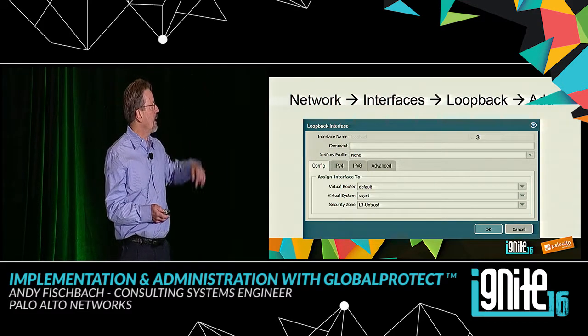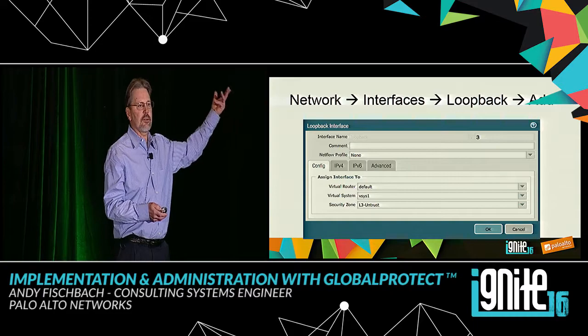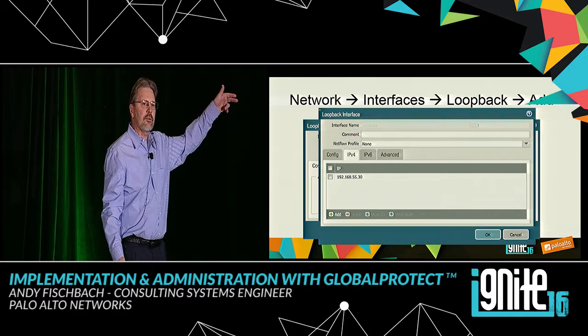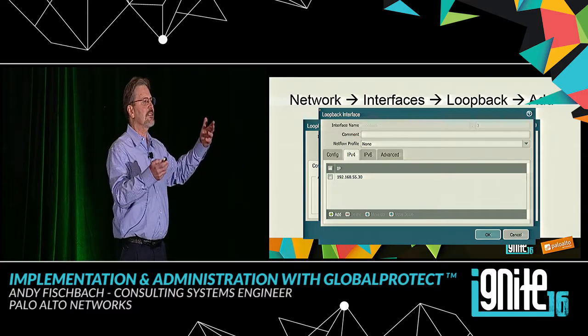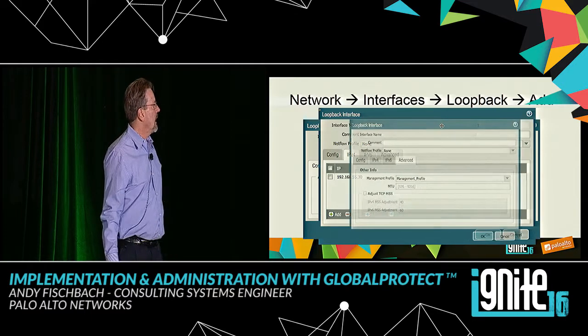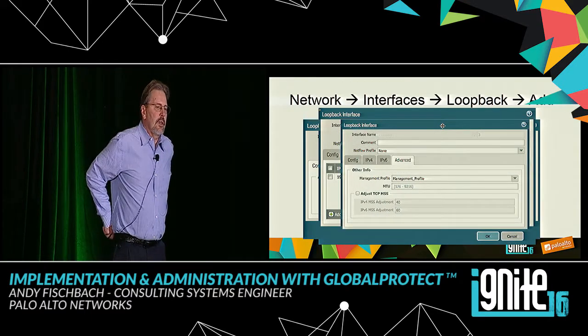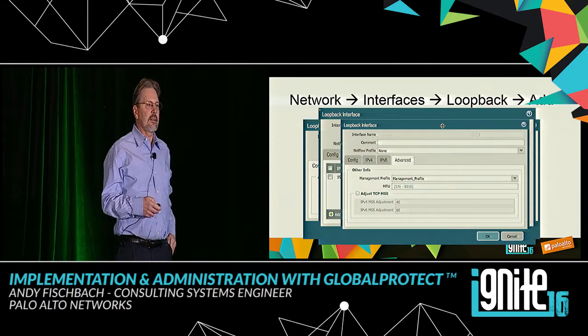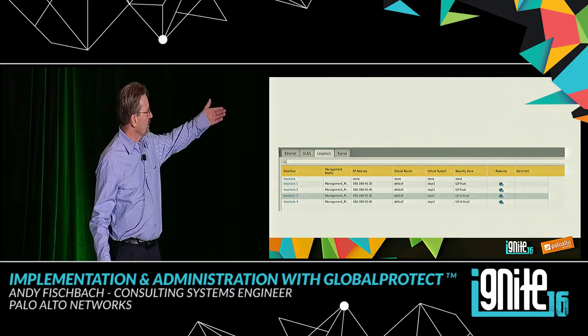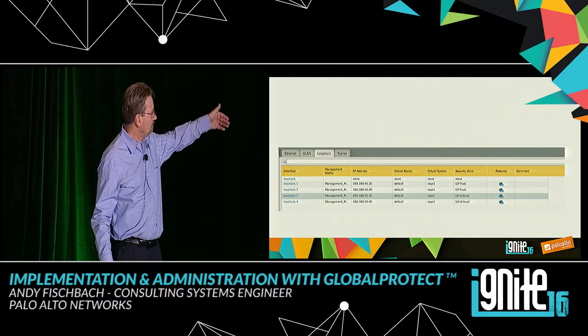So let's go through this very quickly. In this case, I created a loopback interface and I gave it interface 3, right? What I did then was I gave it an IP address. Why did I do that? Because I want to test. I want to make sure I can get to that IP address. And then finally, I'm going to give it a management profile so that I can at least turn on ping. Then what I did, and this is what it's going to look like in my list.